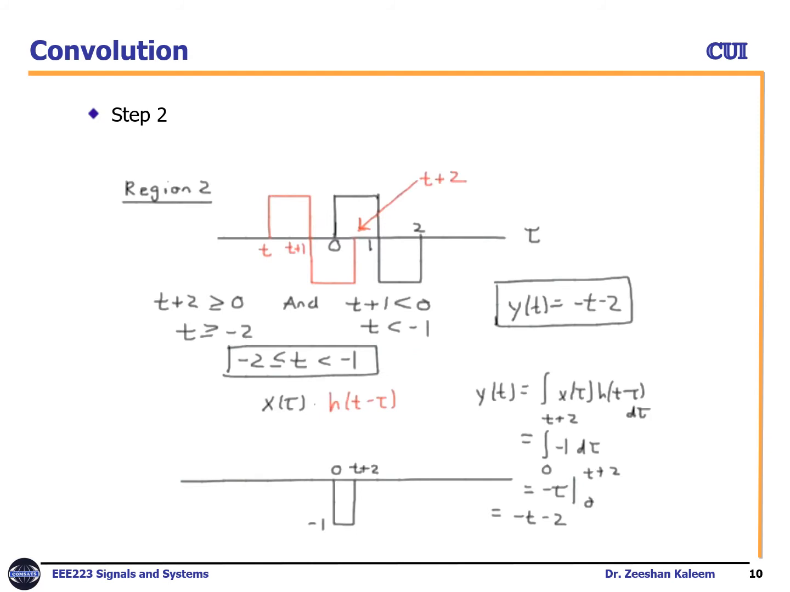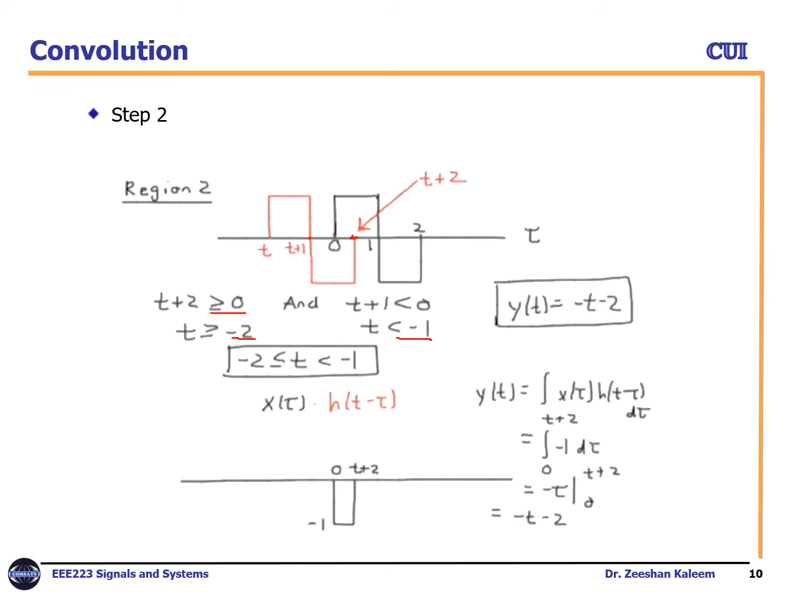Let's move on to region 2. For example, if we took t plus 2, which is greater than 0, and t plus 1, which is less than 0, because t plus 2 is greater than 0, you can clearly notice from here, and t plus 1 is less than 0. So we can write that t is greater than minus 2 and t is less than minus 1. So t will lie between minus 2 and minus 1.